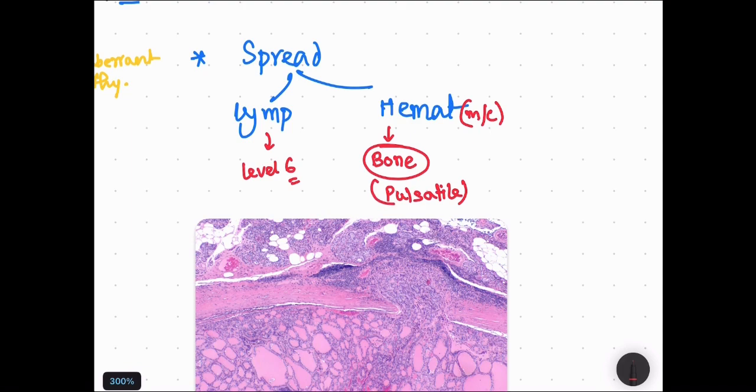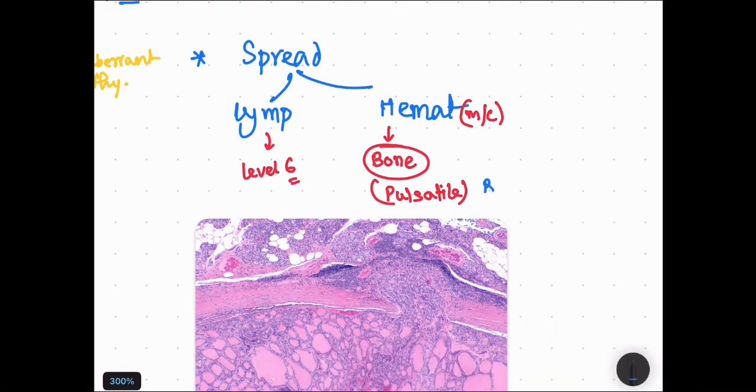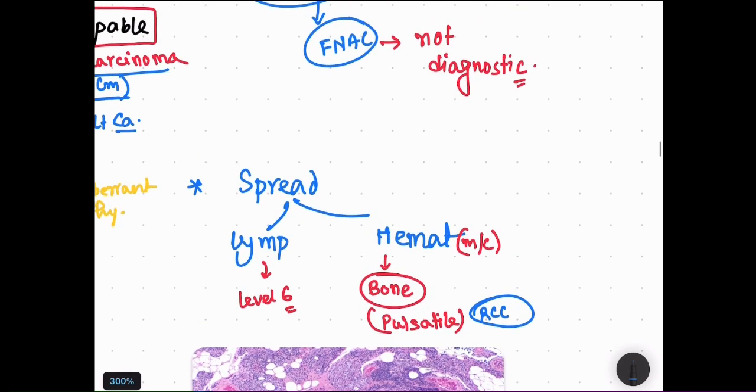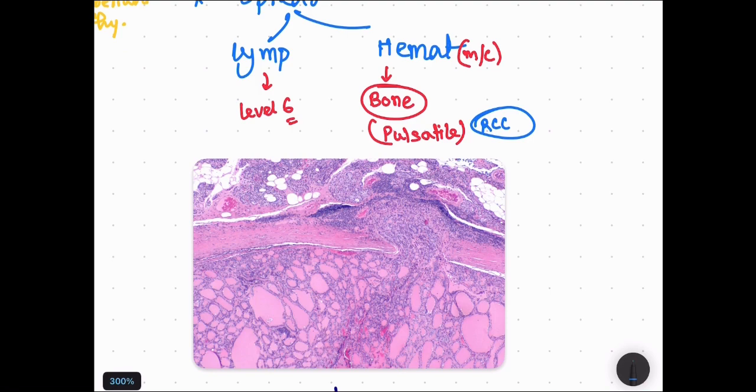Can you tell me another carcinoma where you will also see pulsatile bony metastasis? Yes, very good. This is renal cell carcinoma, where you will also see pulsatile bony metastasis. Now, why is this FNAC, which was very efficient to diagnose all other thyroid carcinomas, not diagnostic in follicular thyroid carcinoma? It is this one. Now, these are the follicles.